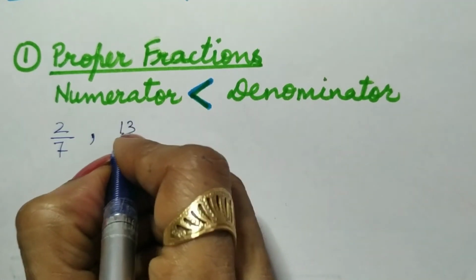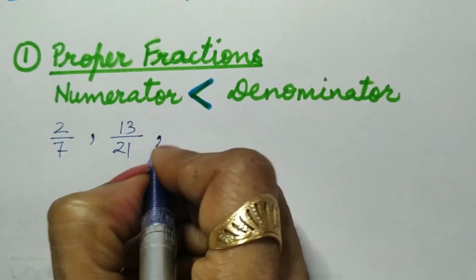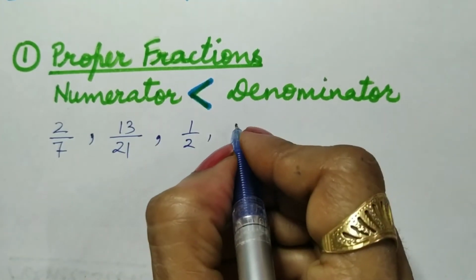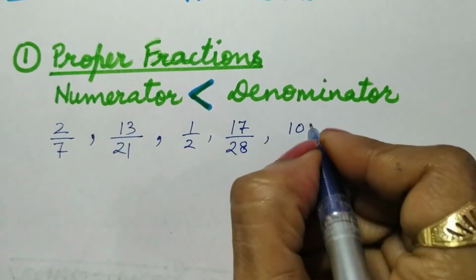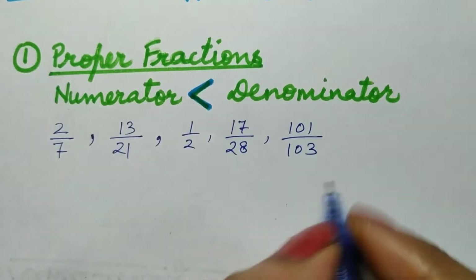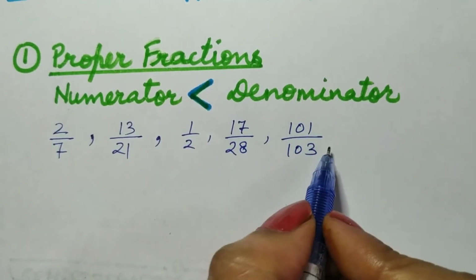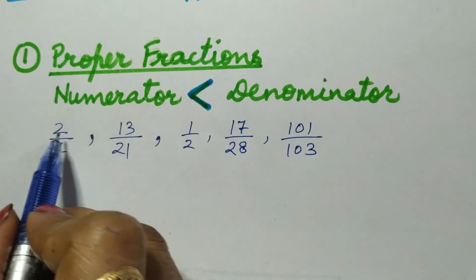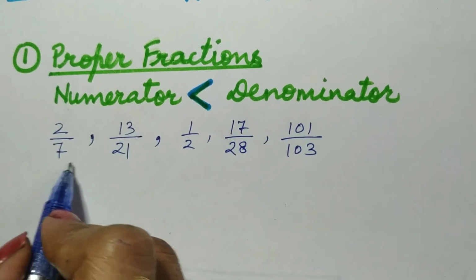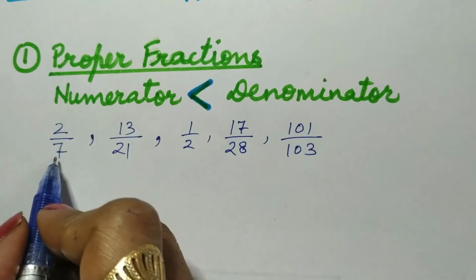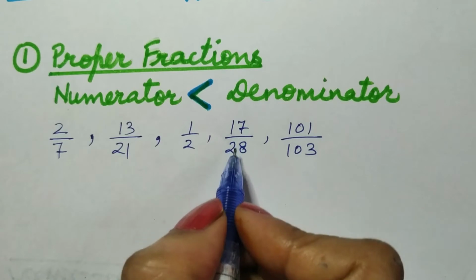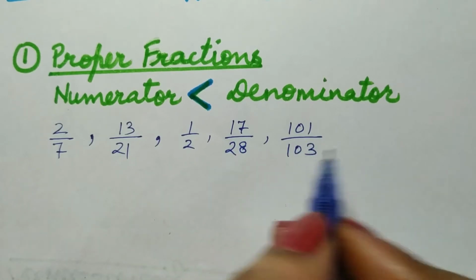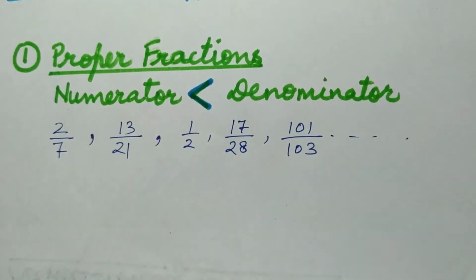Again, 13 upon 21 or 1 upon 2 or 17 upon 28 or 101 upon 103. In all these fractions, just look at the numerators. All numerators are smaller than their denominators. 2 is smaller than 7, 13 is smaller than 21, 1 is smaller than 2, 17 is smaller than 28, 101 is smaller than 103. All these are proper fractions.